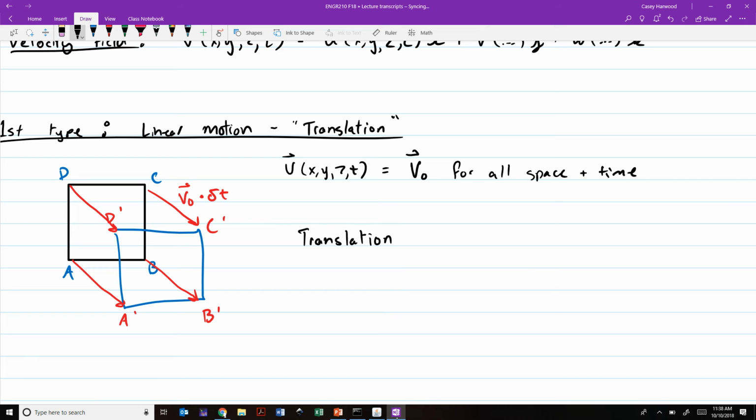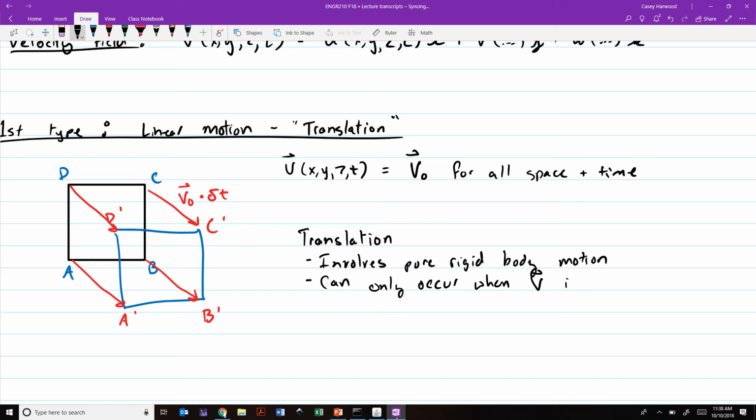So we can say that translation involves pure, rigid body motion, and it can only occur when v is constant. In other words, there are no velocity gradients.